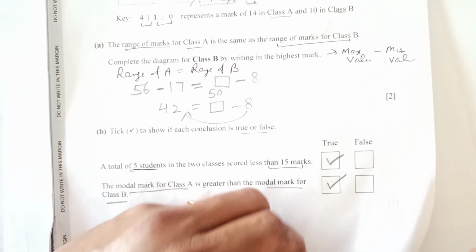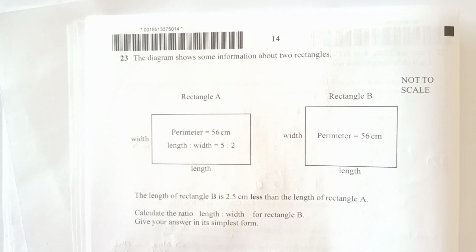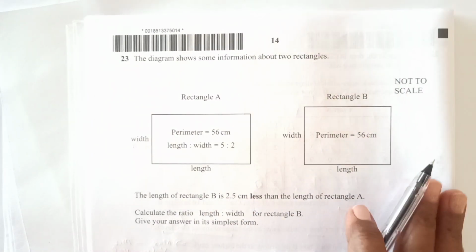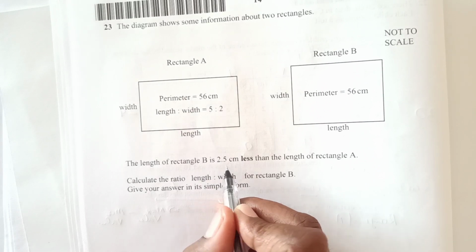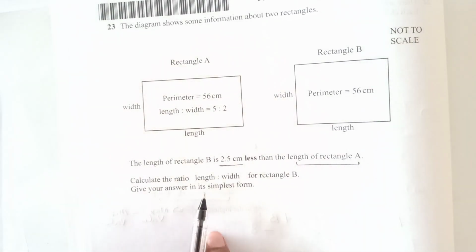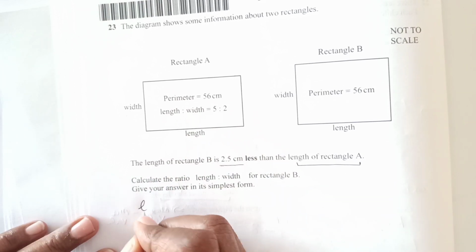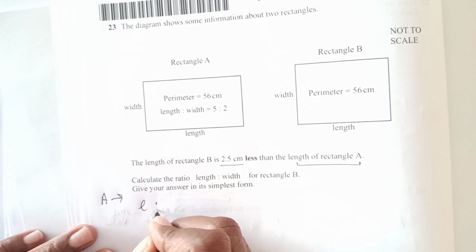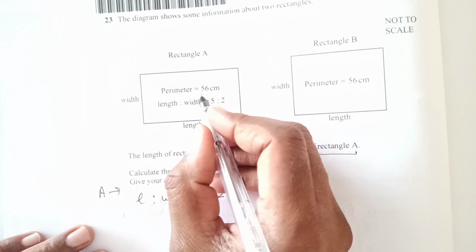Now let's see the next question, number 23. The diagram shows some information about 2 rectangles. We have rectangle A here, we have rectangle B here. The length of rectangle B is 2.5 centimeters less than the length of rectangle A, right? Calculate the ratio of length to width for rectangle B. We are given length to width for rectangle A. Length to width is 5:2, right? And the perimeter is 56.